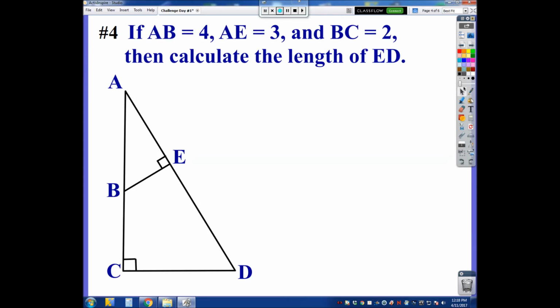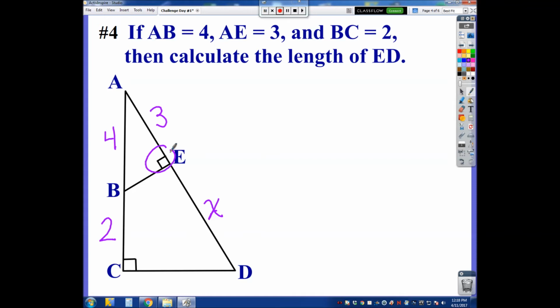Number 4. AB has a length of 4. AE has a length of 3. BC has a length of 2. Then calculate the length of ED. So let's call this piece x right here. Now, again, people might be starting to be a little leery of how I'm setting up problems and go, I don't think we can do this problem because we don't know if these triangles are similar.